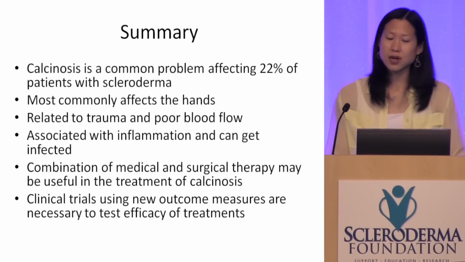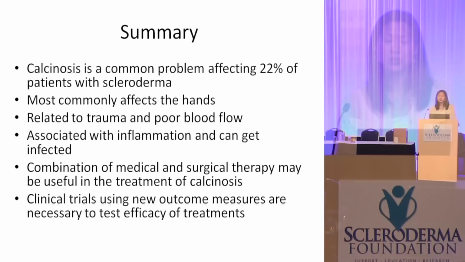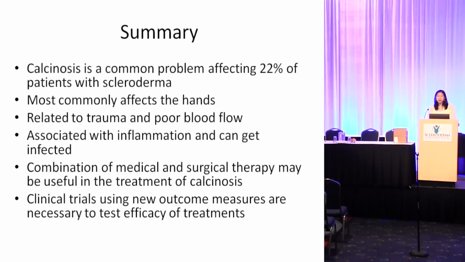So in summary, calcinosis is a common problem affecting about 22% of patients with scleroderma. Most commonly, it affects the hands and probably related in part to trauma as well as poor blood flow to the digits. Also, calcinosis is associated with a high degree of inflammation, and these lesions can ulcerate and get infected. A combination of medical and surgical therapy seems to lead to the best outcomes in terms of treatment of calcinosis. And we now are embarking on new clinical trials with new outcome measures to test the efficacy of treatments that have long been used and novel treatments with new ways to attack the calcinosis.